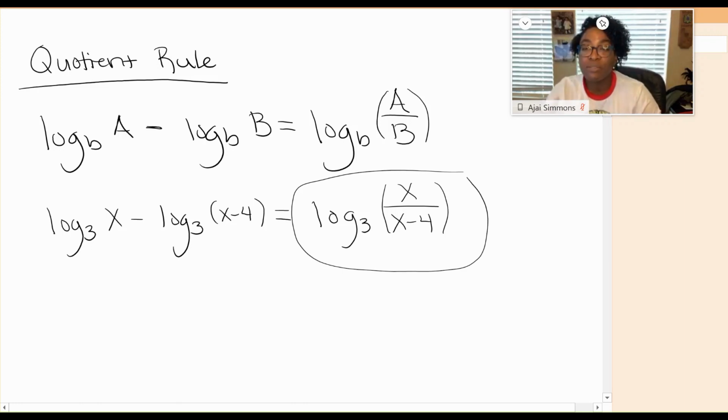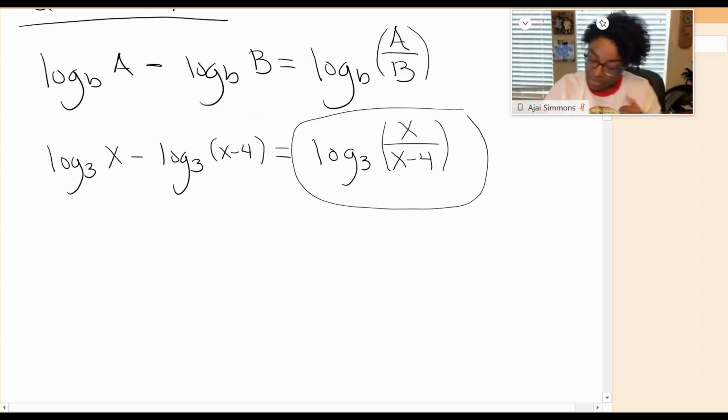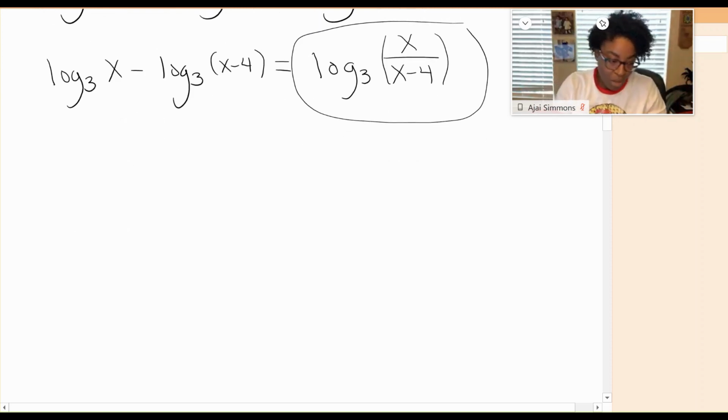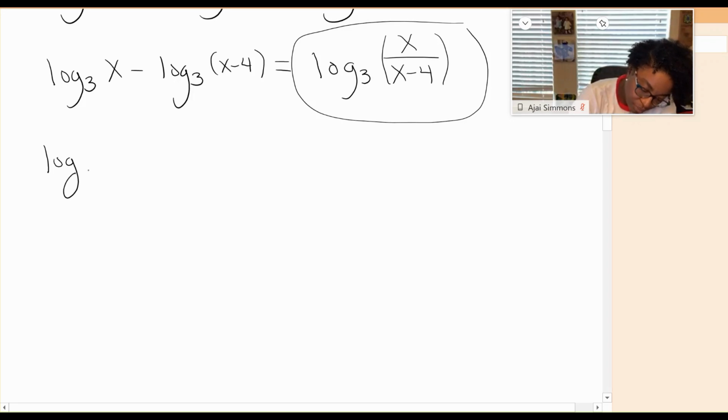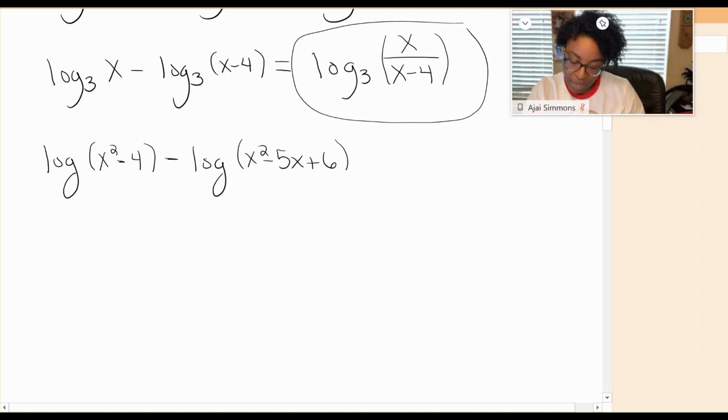If you divide, always make sure you can't reduce. So when you divide, make sure to look at your final answer and make sure that you can't reduce it. Like on this one, x over x minus 4, there's nothing to reduce there, right? But let's look at an example where it may reduce, because this is very important that we understand that. Let's say if I have log of x squared minus 4 minus log of x squared minus 5x plus 6. And the directions are saying, can you write this as one log, okay?